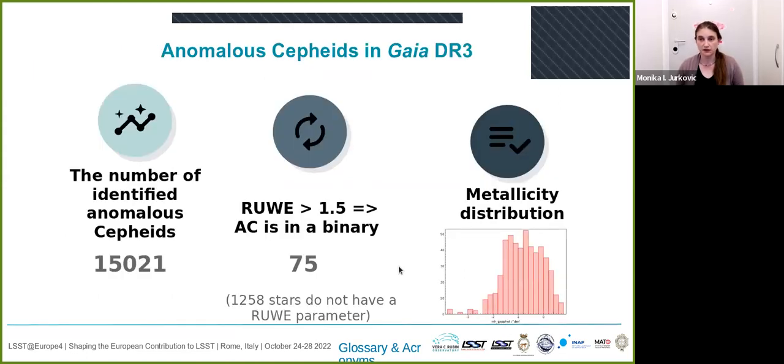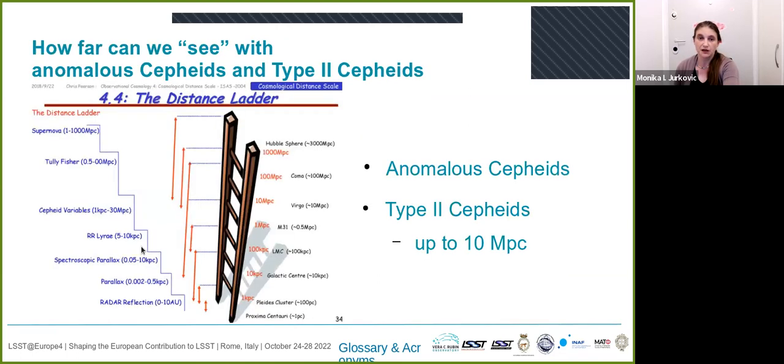As one can see, in Gaia DR3 the number of anomalous Cepheids has skyrocketed, because previously only a few hundred were known, and now we know more than 15,000 in the Milky Way alone. So since the number of detected anomalous Cepheids has increased significantly, they are also a very plausible candidate for use as alternative distance indicators.